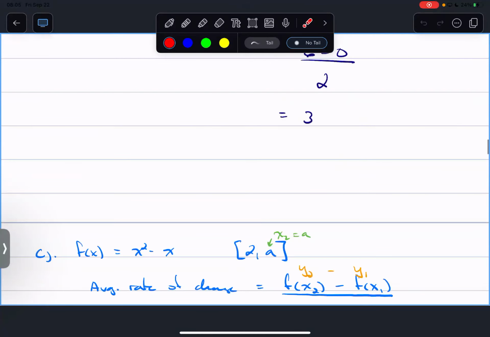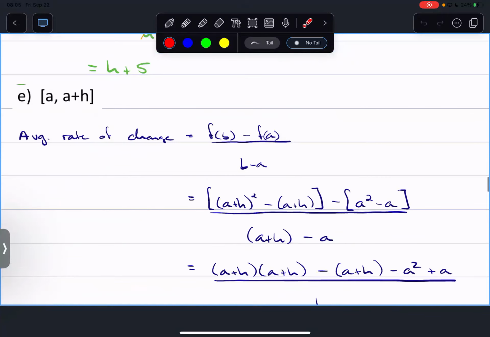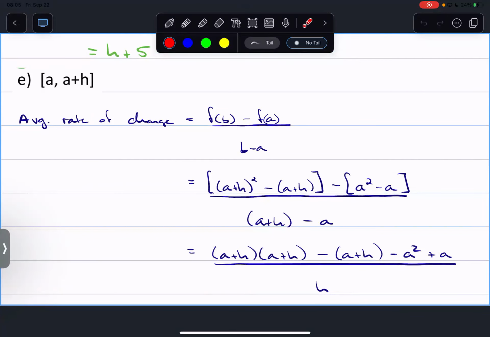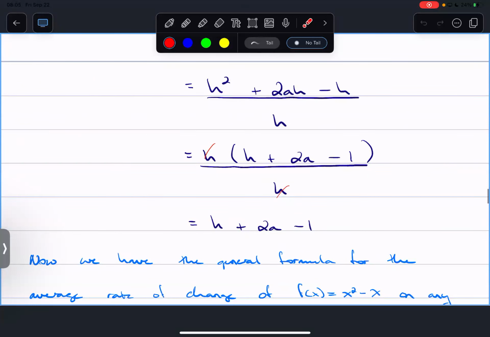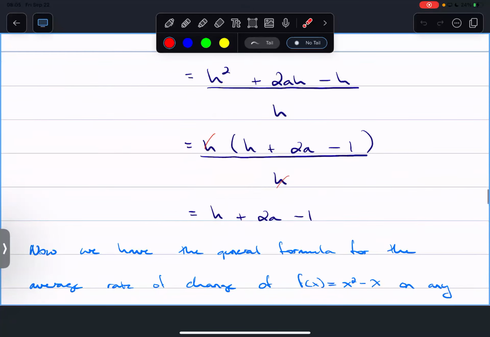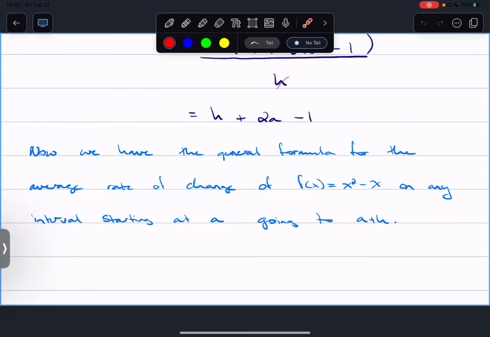And then I also tacked on this last one, the general average rate of change for a function between a and a plus h. Of course, it's function dependent, right? But what's going to happen always is that this h in the denominator is going to cancel. And so if it doesn't end up canceling, then you've probably done something wrong. And then because I was just writing on my own, I got carried away and did a little description there.